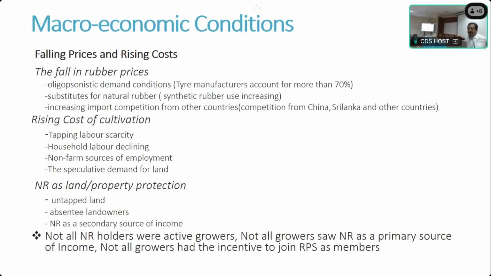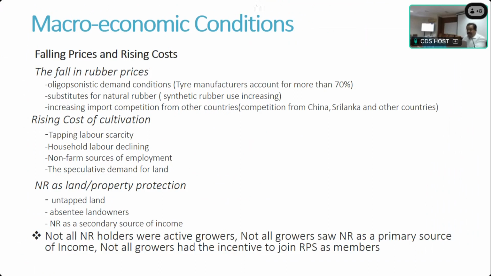Macroeconomic conditions, I am not going into this; the Chair has already discussed all these things. There are falling rubber prices, rising cost of cultivation, and natural rubber as a land or property protection tool. People have started keeping it not for tapping, but just to protect the land itself. They don't tap the rubber asset; they just leave the land fallow. Another important thing is that rubber has become a secondary source of income. From being a primary source of income, in many households it has become a secondary source of income.